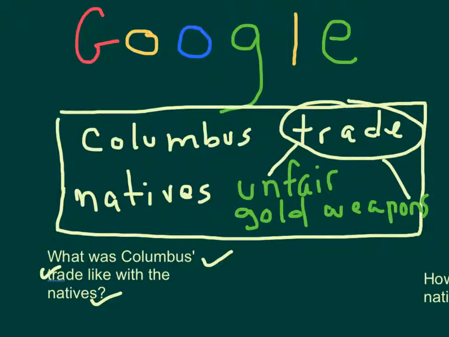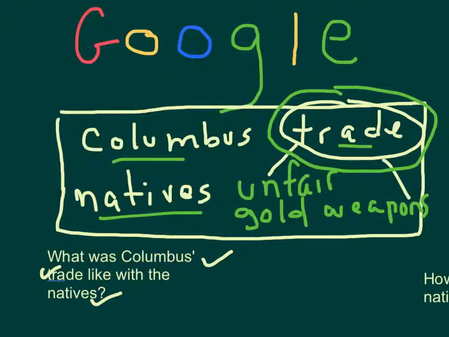What we're trying to do here is we don't want to just have 3 words in our search. Having the words Columbus, trade, and natives is very basic for a keyword search. What I did was I asked myself, what was this question mainly about? And I said it was about trade. And then I said, well, how can I add words to the search that have something to do with trade? Maybe trade is unfair. Maybe they were trading gold. Maybe they were trading weapons.